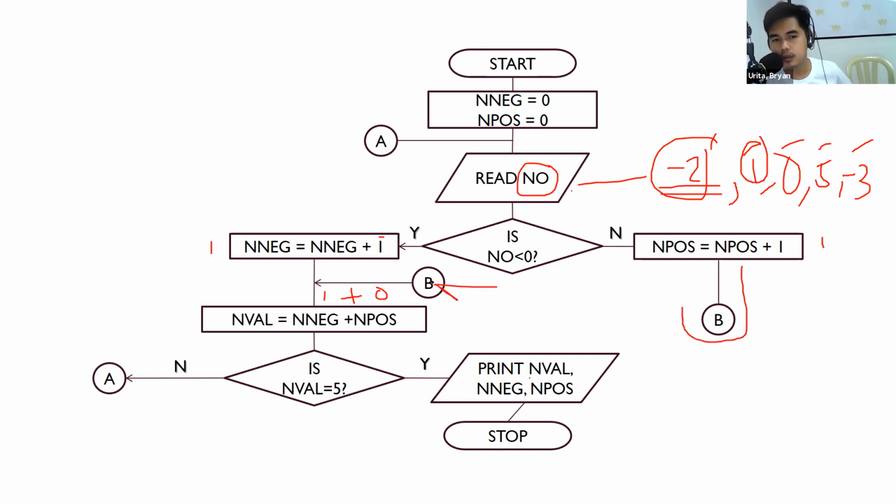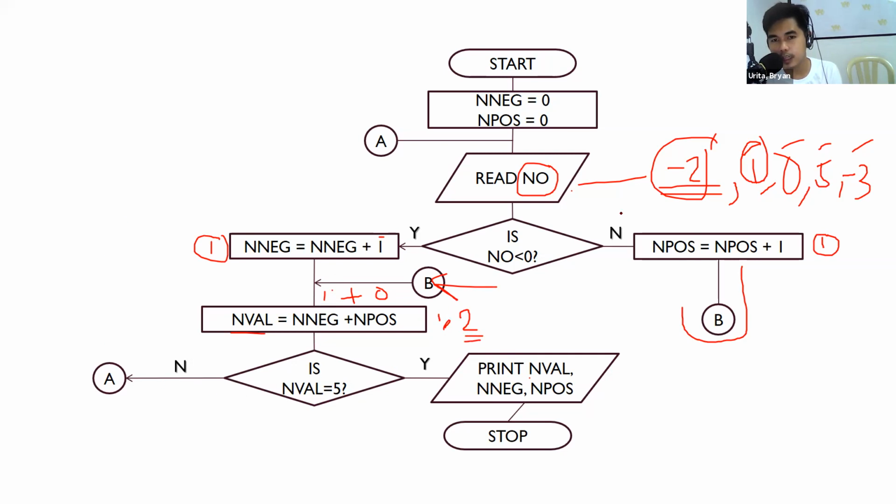Yan. B dito. So magkakaroon tayo ng 1 plus 1. Ano yung last value ng n-neg natin? 1. Yung n-pos natin? 1. So magiging 2. Yung n-val natin magiging kanina 1, naging 2 na ngayon. Kasi nga, dalawa na yung in-enter natin. Okay, is it equal to 5? Is n-val equal to 5? No pa rin kasi dadalawa pa lang, 2 pa lang.